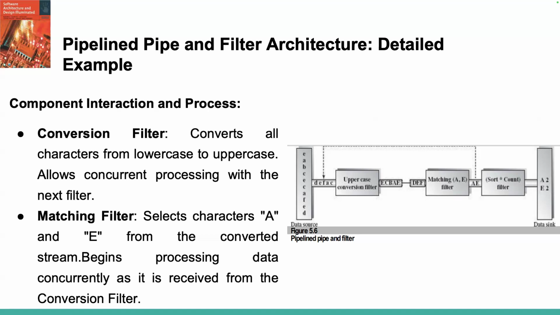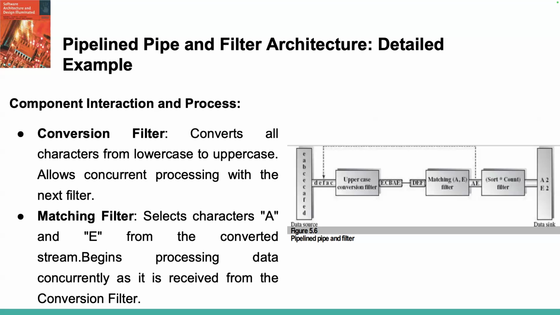Imagine a series of filters where the first one, called the conversion filter, converts all lowercase characters to uppercase. This filter processes the data incrementally, meaning that as soon as it receives part of the input data, it begins the conversion process without waiting for the entire data stream. The next filter, the matching filter, selects specific characters, let's say A and E, from the uppercase data stream. This filter also works incrementally and starts processing data as soon as it receives it from the conversion filter.